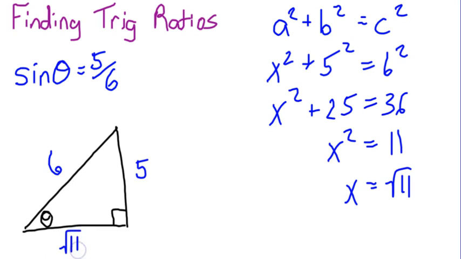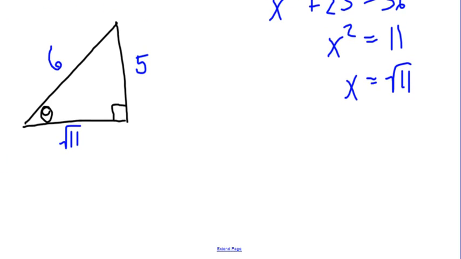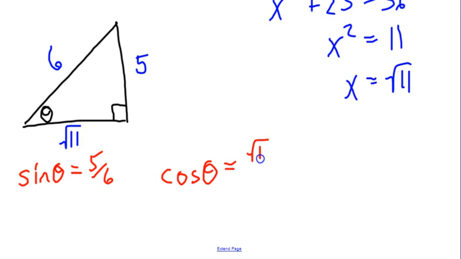is radical 11. Okay. So now we have enough information that we can find all 6 trig functions. We know the sine of theta was 5 over 6. Cosine is adjacent over the hypotenuse, so the adjacent side to our theta angle is radical 11 over 6, and tangent of theta is opposite over adjacent, which would be 5 over radical 11.